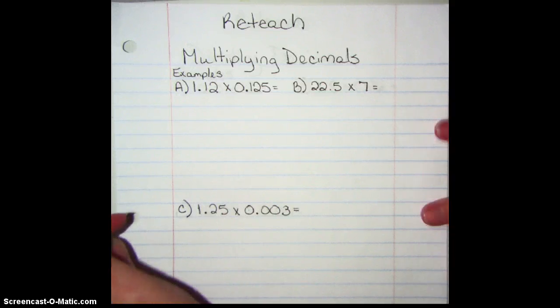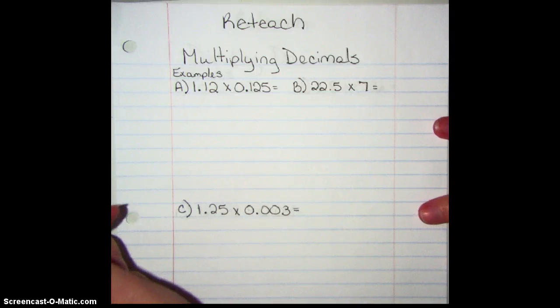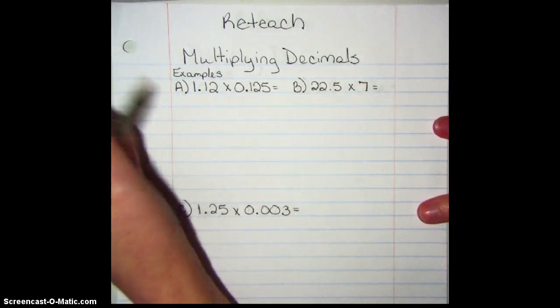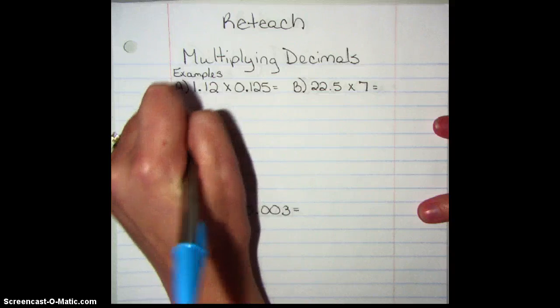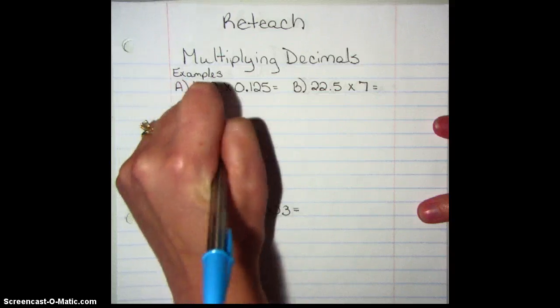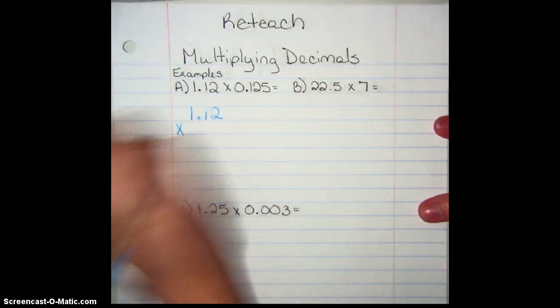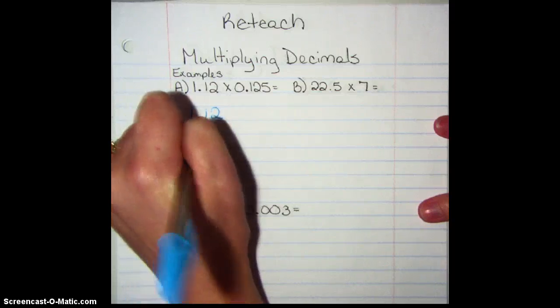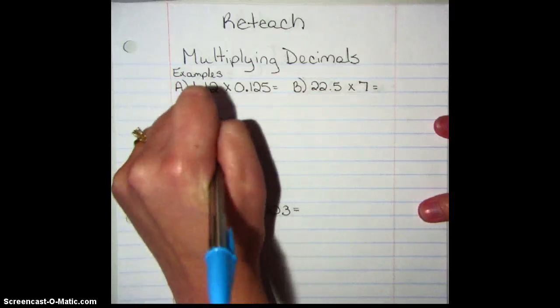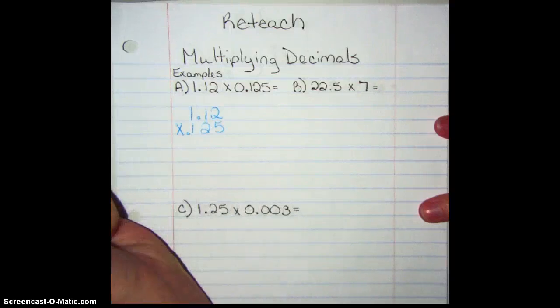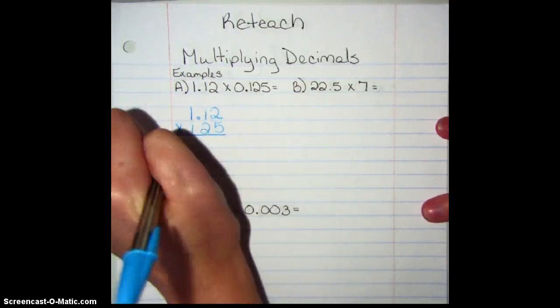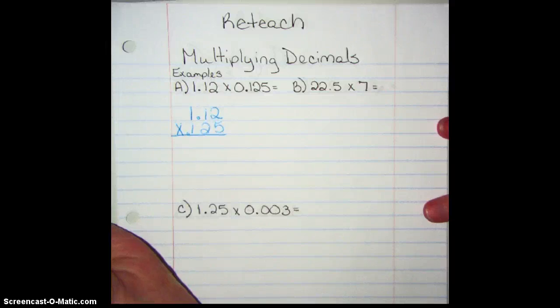I was going to go ahead and give you guys a reteach on multiplying decimals. First thing we want to start out by doing is stacking our numbers. So when you look at letter A, it's 1 and 12 hundredths, and we want to multiply that by 125 thousandths. You'll notice that I'm lining up the numbers, but I am not lining up the decimals. So I'm going to start multiplying this out just like I would any two whole numbers.